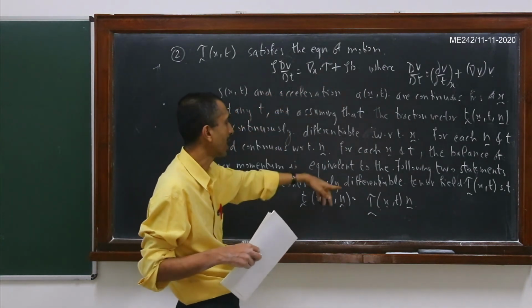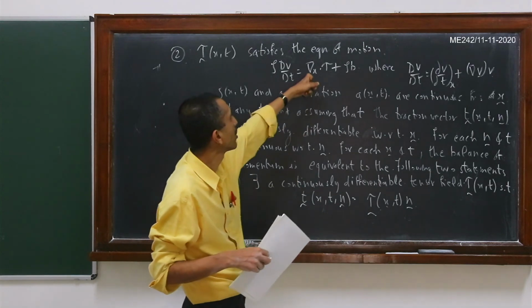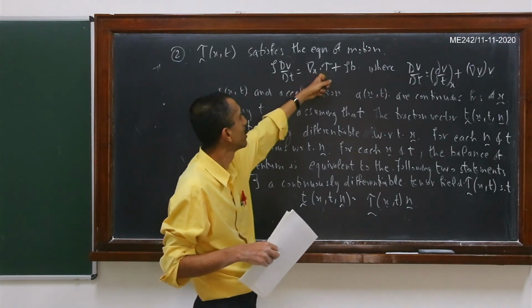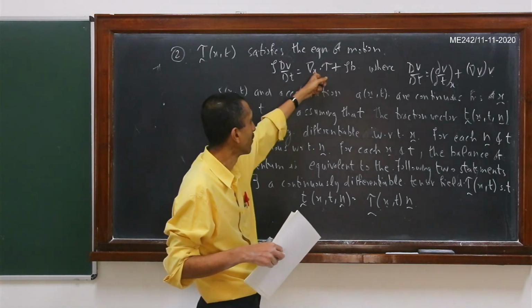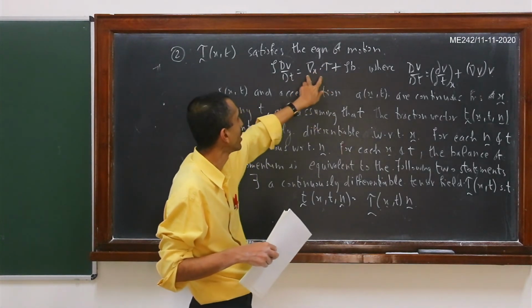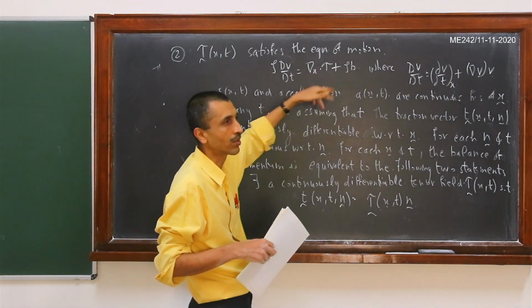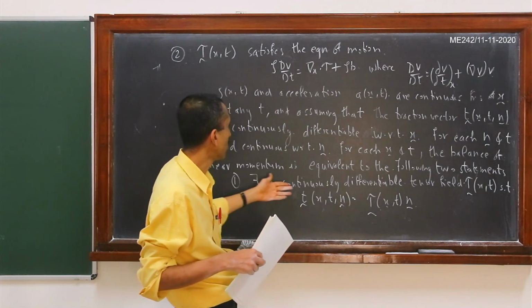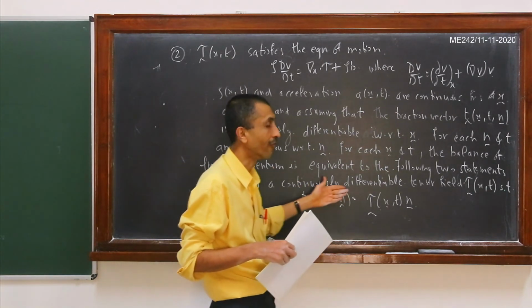So even for the tau of x, t, we are assuming that it is continuously differentiable because this is like a derivative with respect to some spatial variables, and so we are assuming that this del dot tau is a continuous function, correct? So that is the reason that we are making all these assumptions about continuous or continuously differentiable and so on.